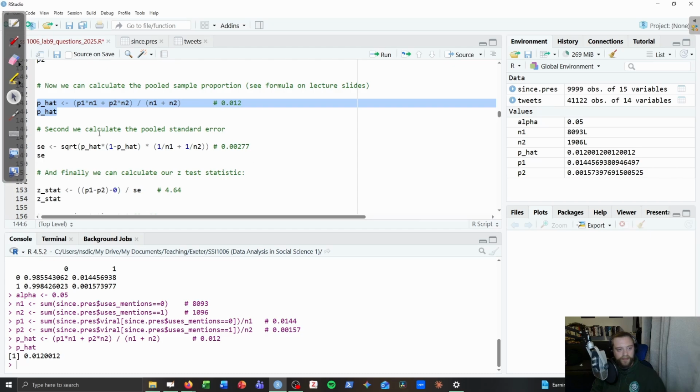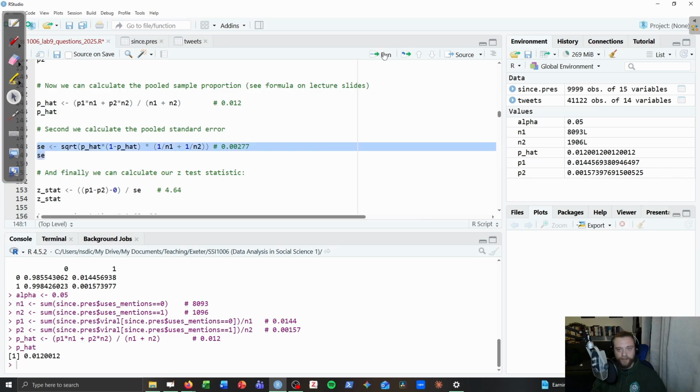The second thing then is we have a pooled standard error. So standard errors are parts of almost all statistical tests. And in this case, we're using our P-hat figure. So we have P-hat multiplied by 1 minus P-hat, and then over n again. And this forms our standard error.